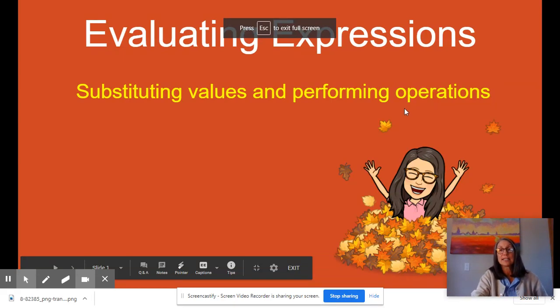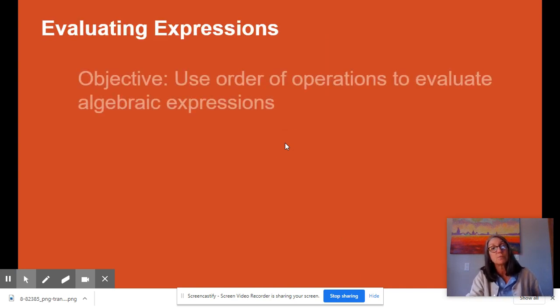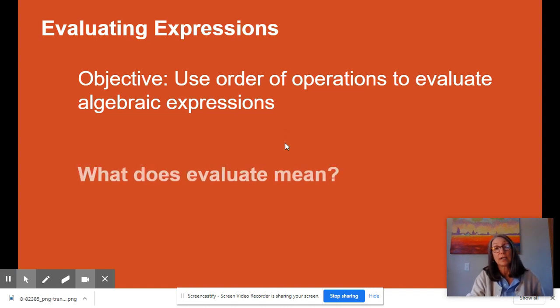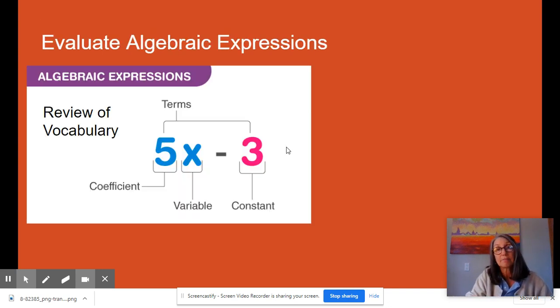All right, evaluating expressions, or substituting values and performing operations. So the objective today is to use order of operations to evaluate algebraic expressions. But what in the world does evaluate mean? Well, to evaluate means we substitute the value of a variable into the expression, and then we do the math.